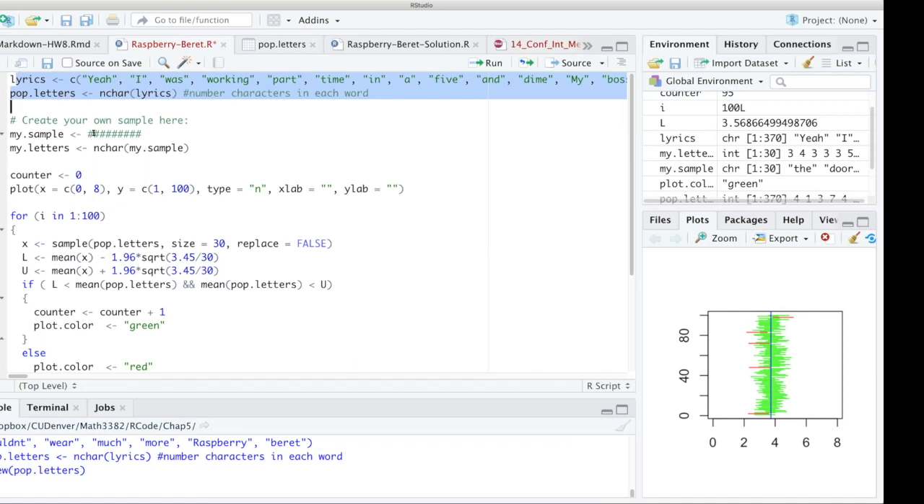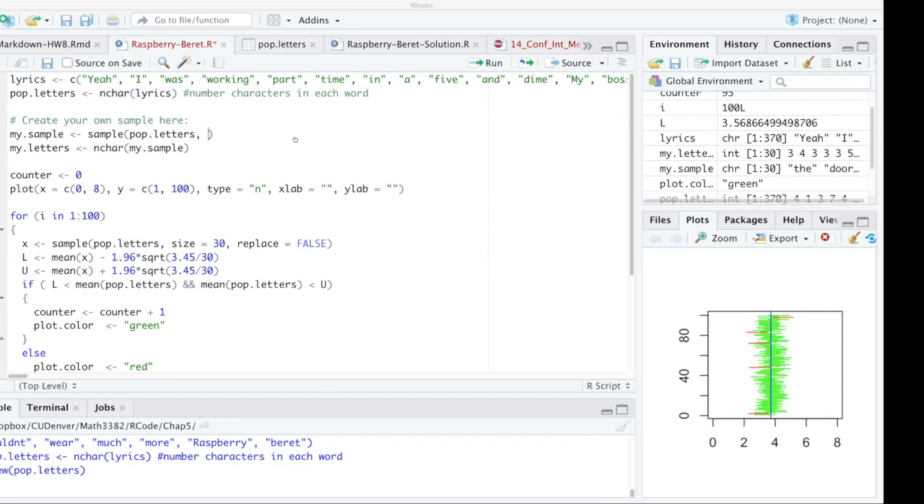So now let's pick a sample. So I want to pick a sample here, so let's use the sample command. And what I want to go into is the song. So I'm going to go into this thing, population letters. This is what I'm going to pick from. And I'm trying to remember, what does this ask us to do? We're going to pick samples of size 30. So this is saying, go into that vector, pop letters, pick 30 things at random.